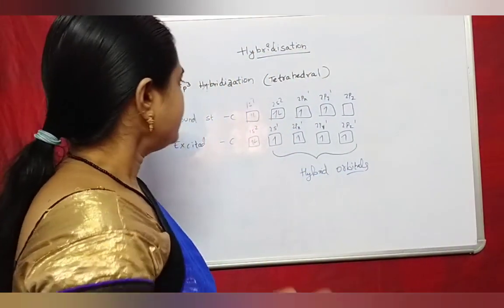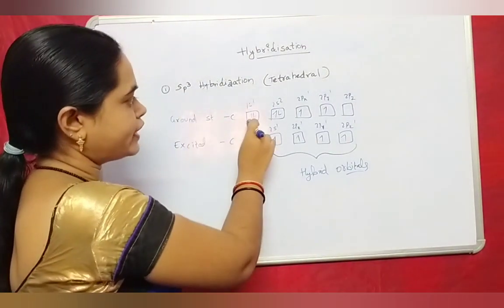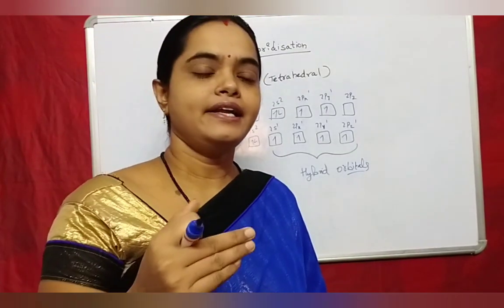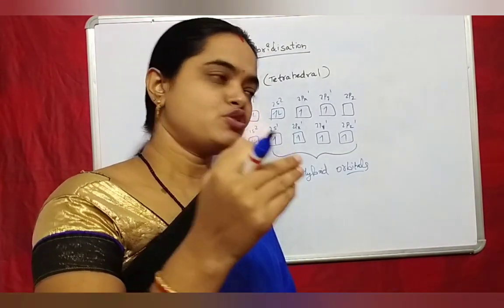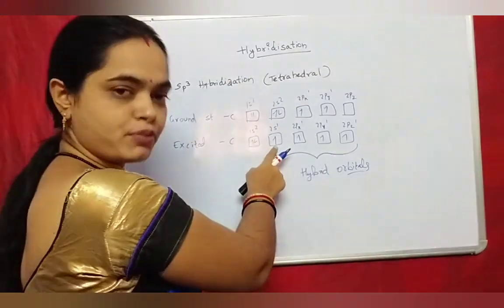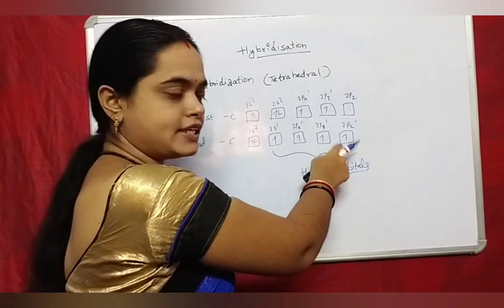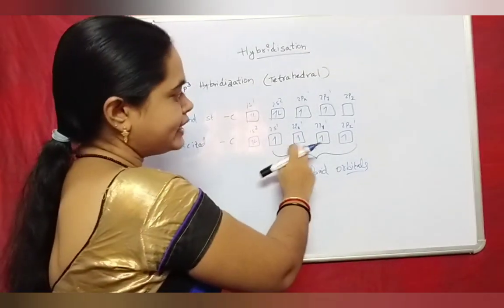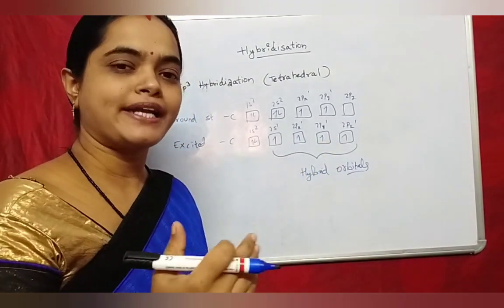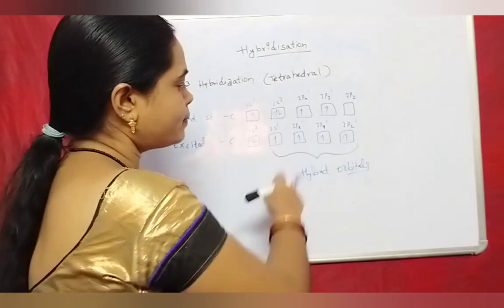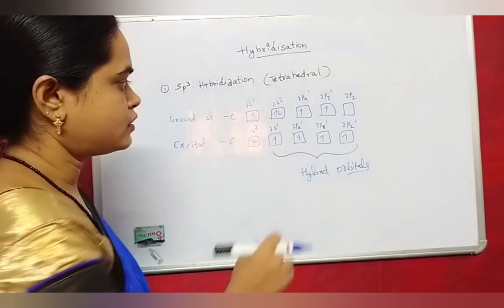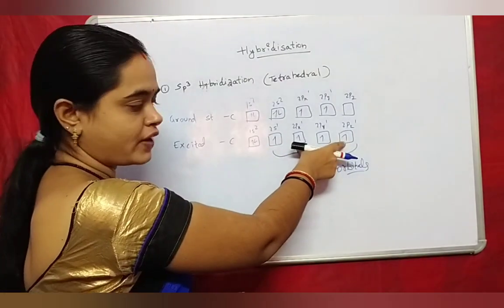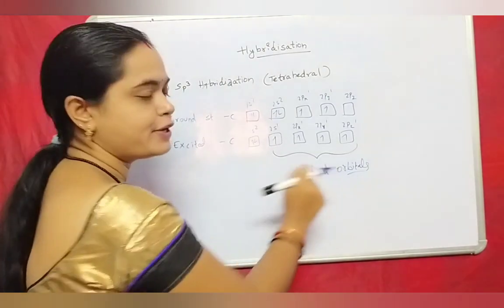See, the ground state of carbon has 1s2, 2s2, 2px1, 2py1, 6 electrons. But when carbon is excited, 1 electron from 2s jumps to 2pz. So here there are 4 orbitals, 1 s orbital and 3 p orbitals. Total 4 orbitals participate in hybridization. These orbitals are called hybrid orbitals.